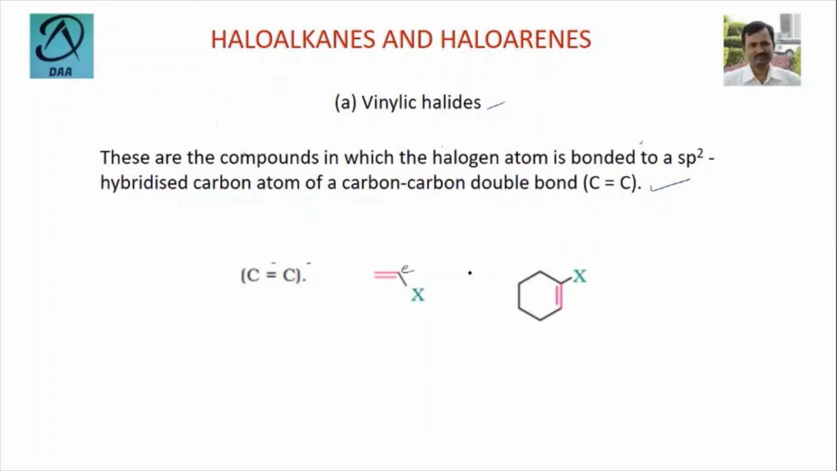Whatever we told here, that the halogen atom is bonded with the sp2 hybridized carbon. This is the carbon. So this carbon is attached with the halogen atom and this carbon has the double bond also. So that means it is an sp2 hybridized carbon atom, from our previous knowledge of organic chemistry. And for the second case also you see that the carbon attached to the halogen atom has the double bond. So it is also sp2 hybridized.